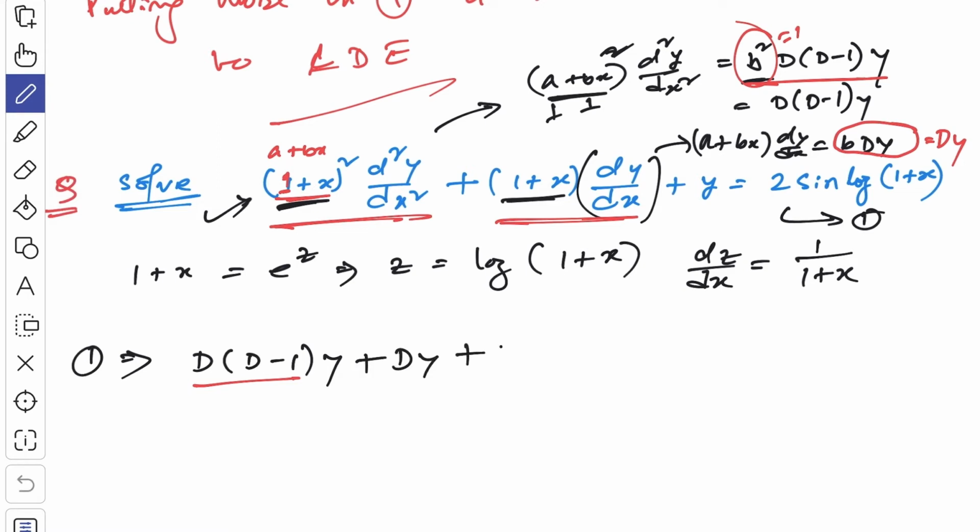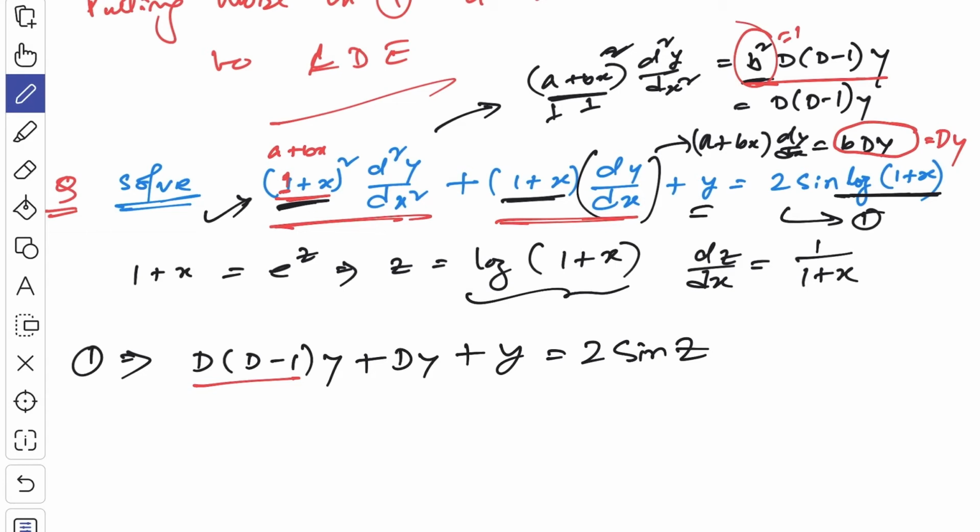So that's why we get plus Dy. Then we have y. Then on the right hand side, 2 sine log (1 plus x). We have considered 1 plus x as e to the power z, so hope you have understood this. You see, z is equal to log of (1 plus x), so here log of (1 plus x) can be replaced by z, right? So now it has become easier.